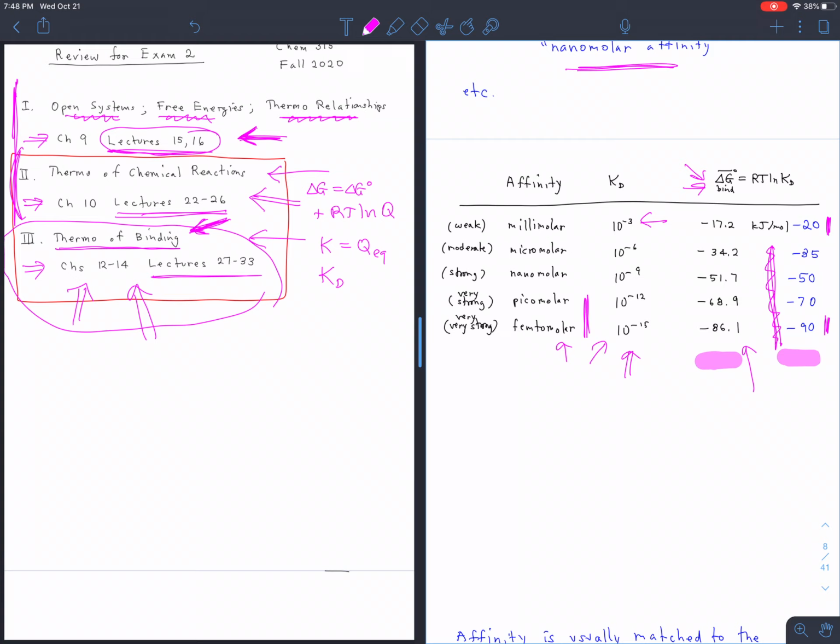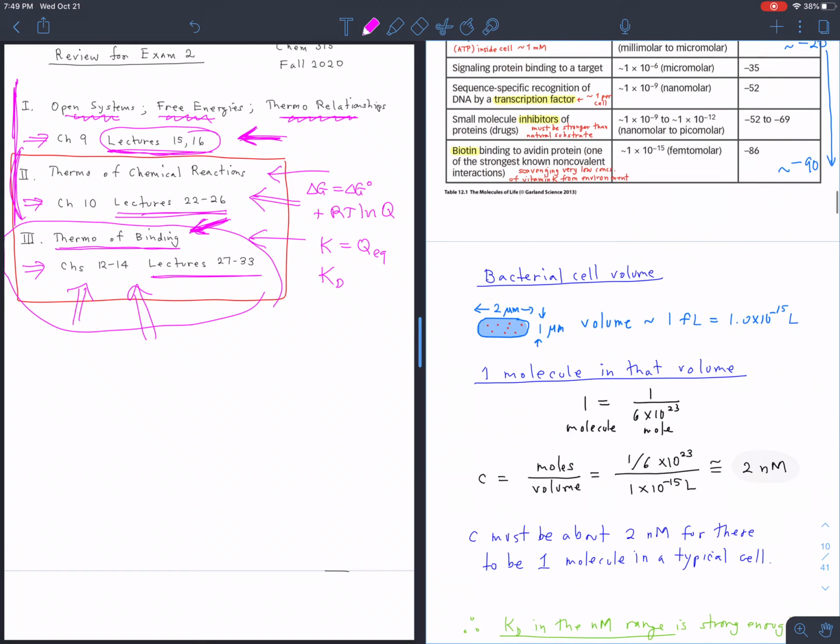Biotin has a Kd in this range, and once avidin binds to biotin with this range, the thing never comes off. You've got to do something. You've got to denature the protein to get it off.